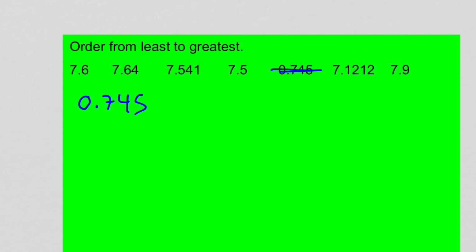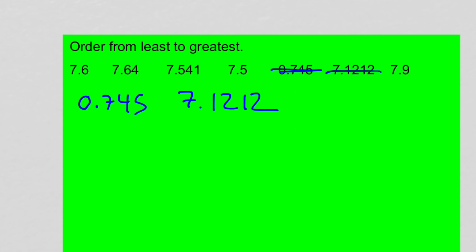Okay, now let's compare the tenths. 6 tenths, 6 tenths. 5 tenths, 5 tenths. 1 tenth. 9 tenths. So 1 tenth here is the next smallest, 7 and 1,212 ten-thousandths.